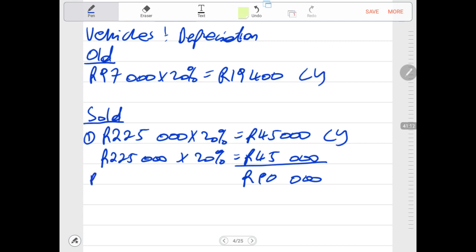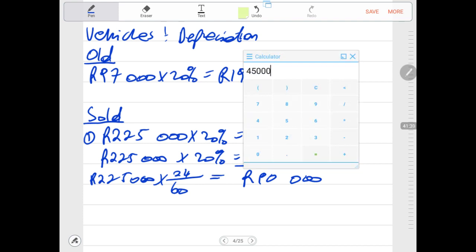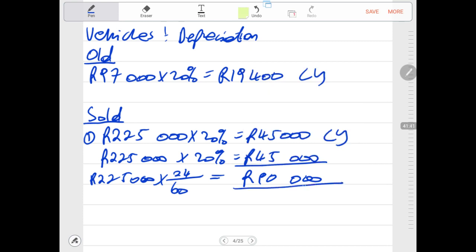And at the same time, in case this was not needed, we could have said 225,000 rands times 24, because this asset was in the business for 24 months, divided by the number of months in 5 years, which is 60 months. This will give us exactly 90,000. We say 225,000 rands times 24, divided by 60 months. This gives us exactly 90,000 rands. Just to verify that amount, but make sure that your months are correct.